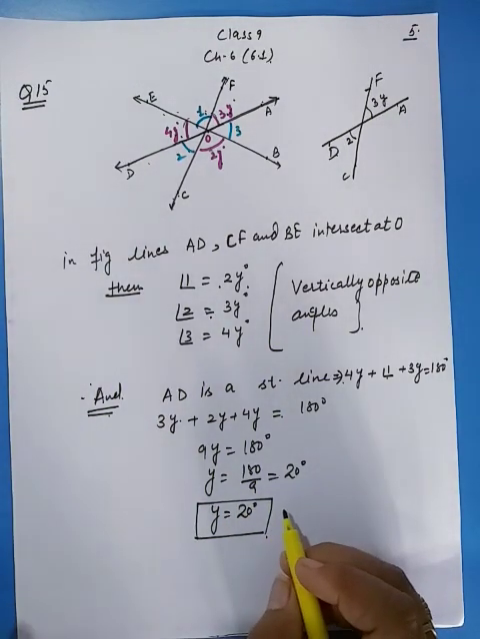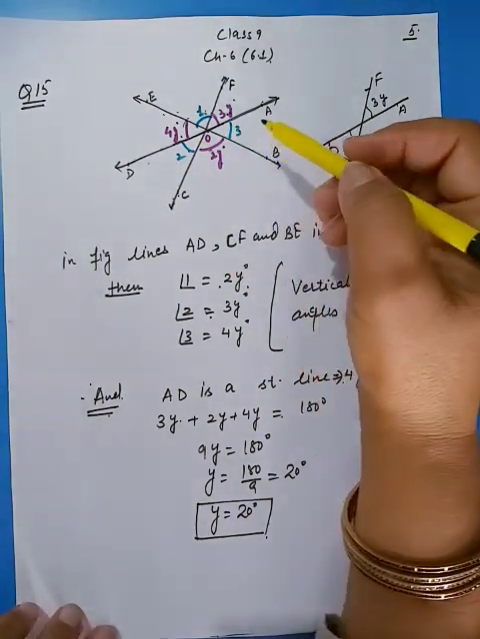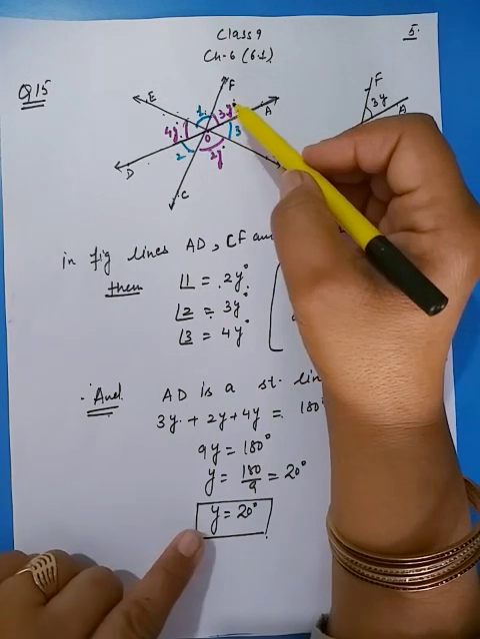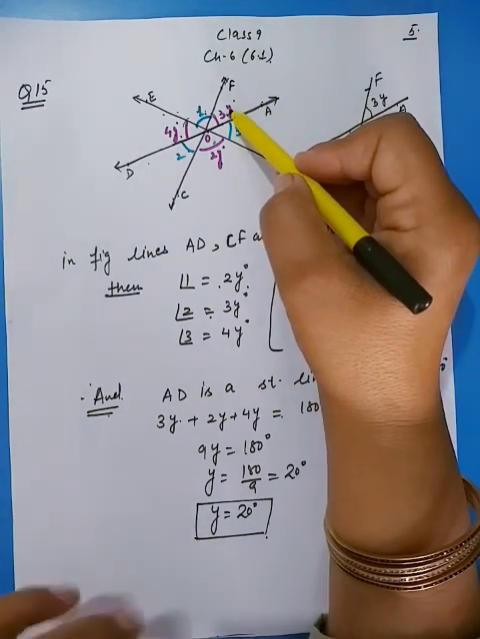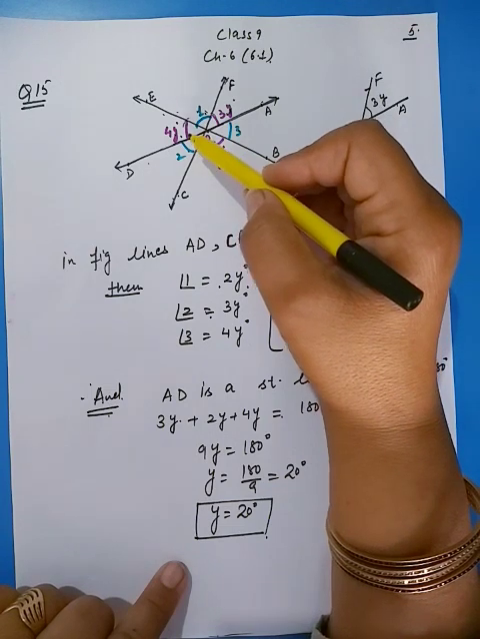Students, in this question you may be asked to find all the angles. So if y is 20, then this one angle will be of 60, this will be of 40 and this will be of 80 degree.